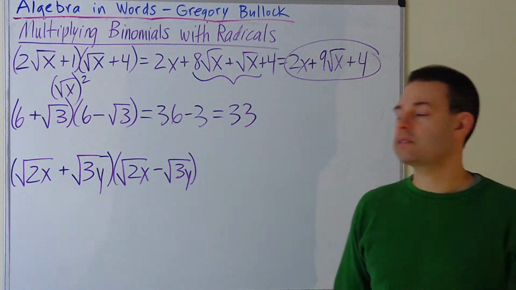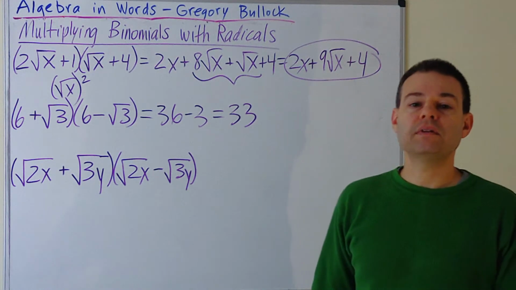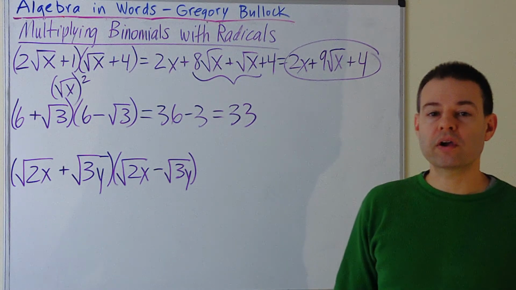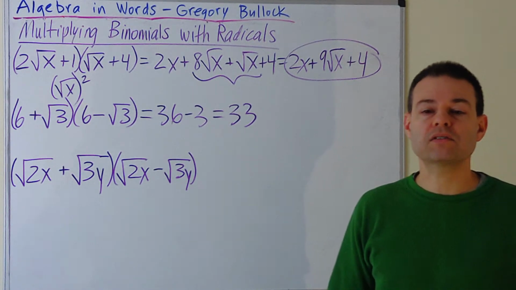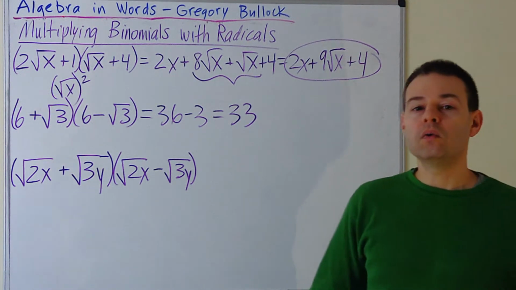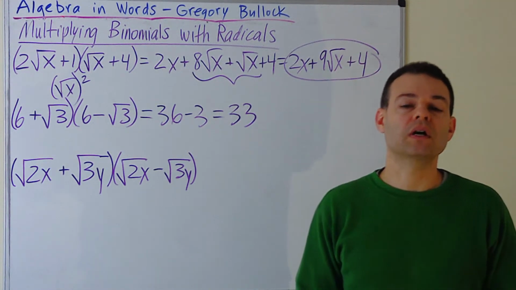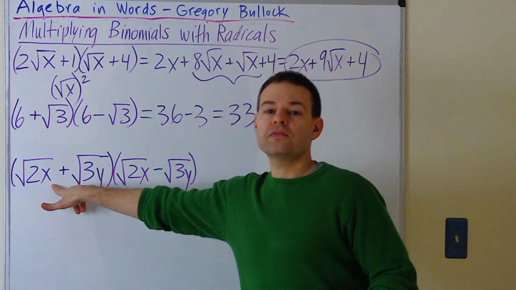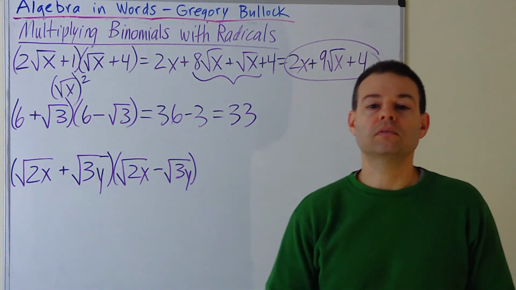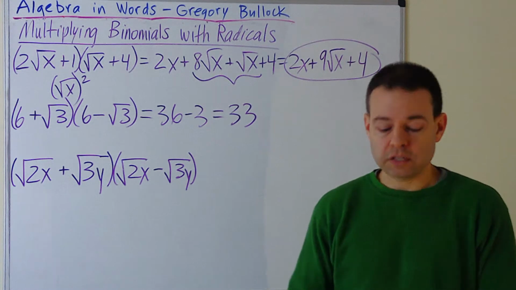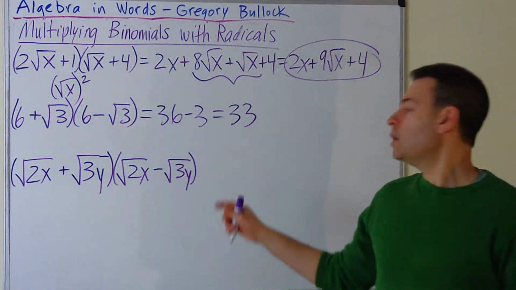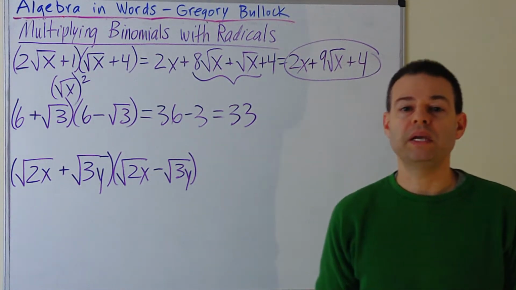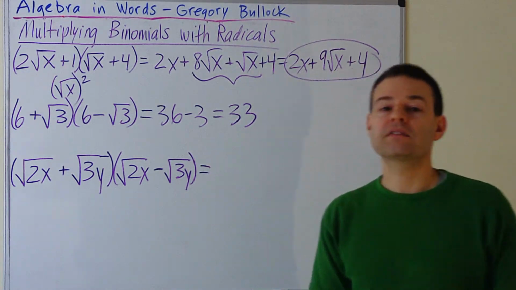And finally, let's look at the last example. The square root of 2x plus the square root of 3y times the quantity square root of 2x minus the radical 3y. So what do we notice about this problem before we start? Well, unlike the previous examples, there's radicals in both terms, in both quantities. Also, like the previous example, they're conjugate binomials. So we can just use the shortcut rule, meaning just multiplying the product of the first.